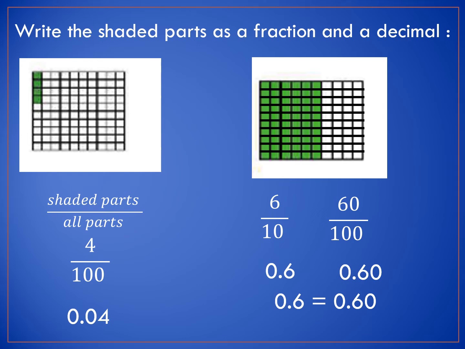So I can say that 0.6 equals 0.60, which are called equivalent decimals. 0.6 and 0.60 are called equivalent decimals because both of them represent the same shaded parts. I want you to know that you can write an equivalent decimal only by putting zeros on the right. Just annex zeros on the right, and of course the value of that number will not change.